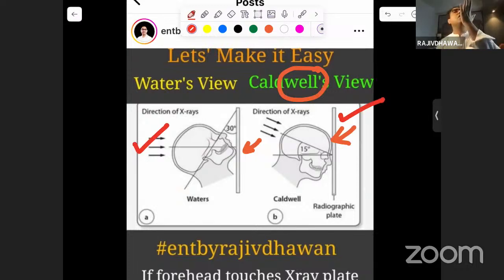How do we drink water? Like this, okay? Chin touching the X-ray plate. How do we look in a well? Like this, beta. Forehead touching the X-ray plate. Okay, fine. Now, everybody, fine.